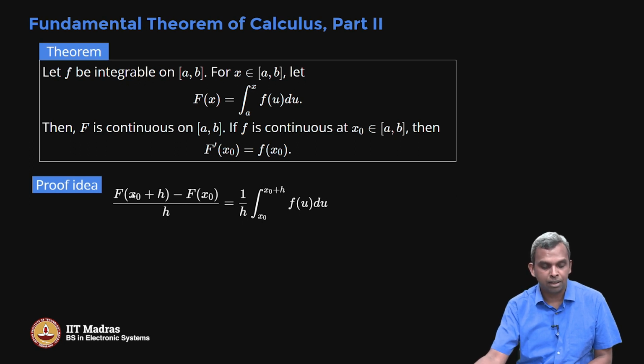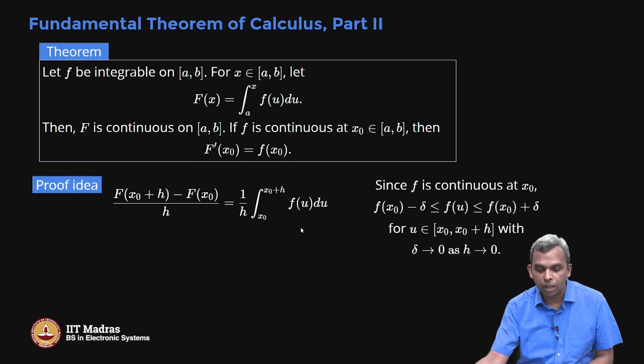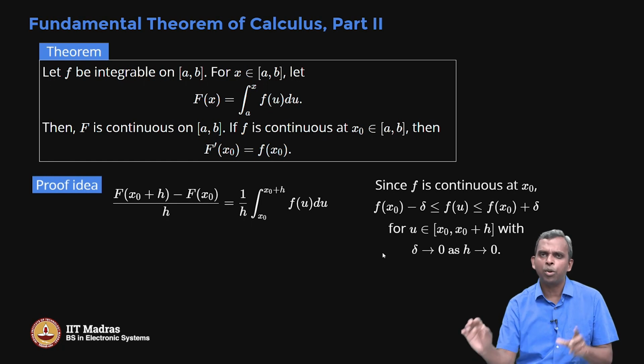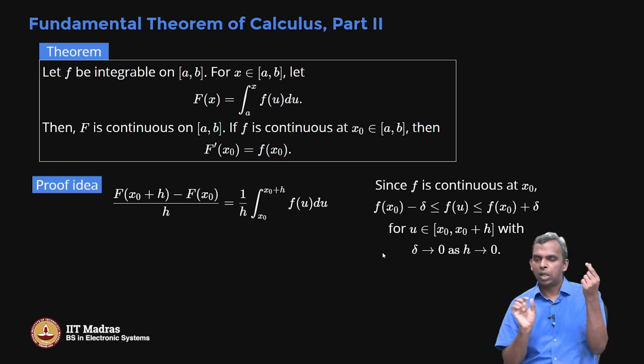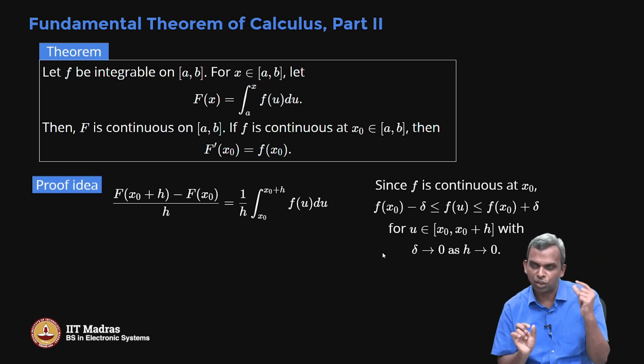Because the first term is the integral from a to x naught plus h, and the second is the integral from a to x naught. If you subtract the two, you will be left only with the integral from x naught to x naught plus h. This is one of the properties of integration. Now, since f is continuous at x naught, there is this really powerful property. How do you think of continuity of a function? When you come close to x naught, you will be very close to f of x naught. That was the intuition behind the continuity of f at x naught.